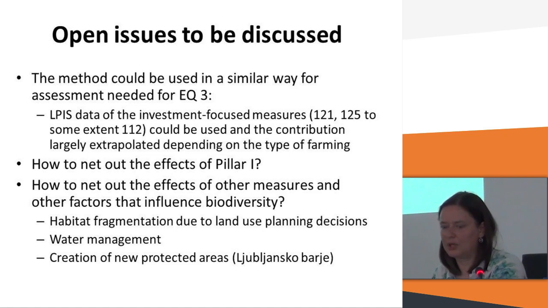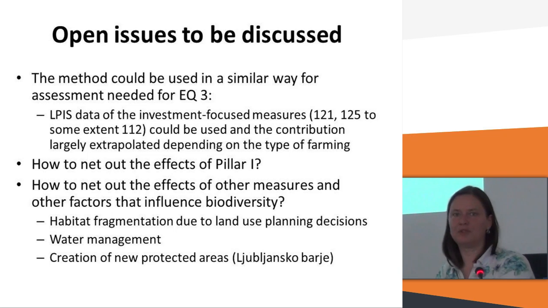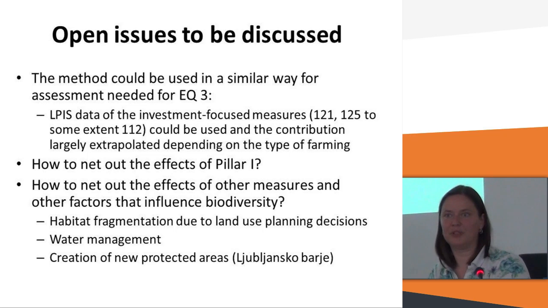And the big issue for us is actually how to net out the effects of other measures and other factors that influence biodiversity. For example, Axis 1 measures: here we were looking only at those measures which were designed to enhance and protect biodiversity. What about the investments which actually help intensification? And here, with the help of LPs and some proxy approaches, we could check that as well.